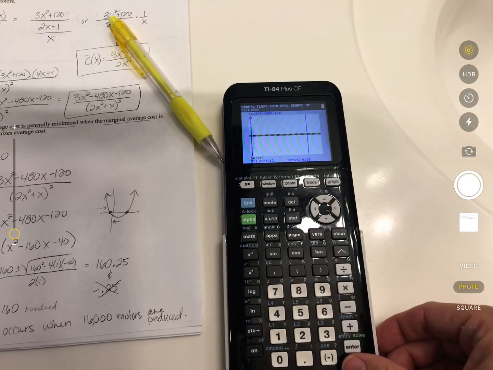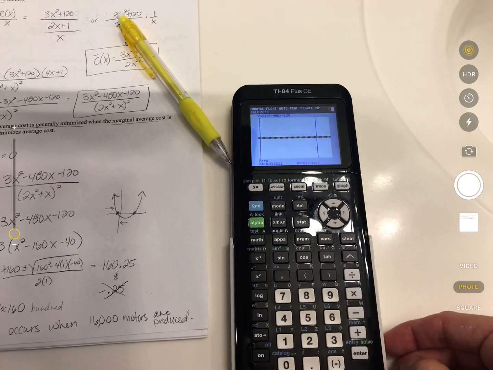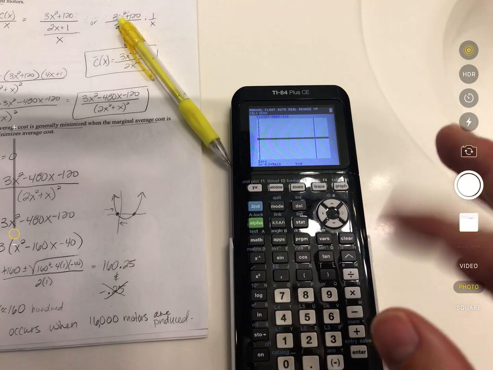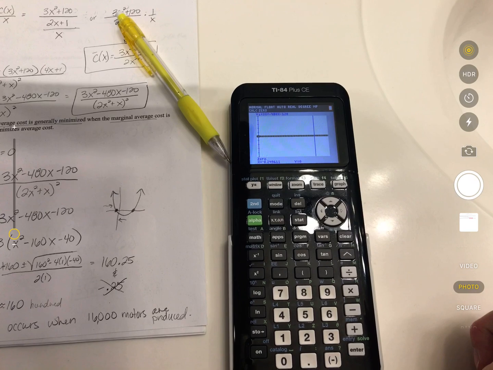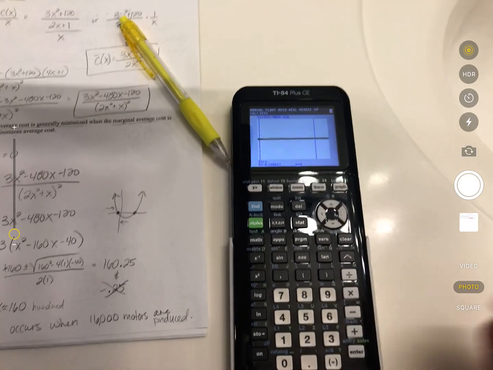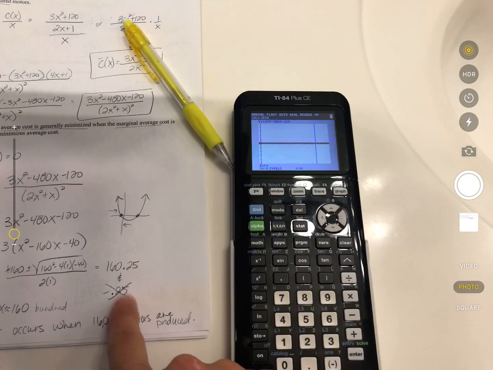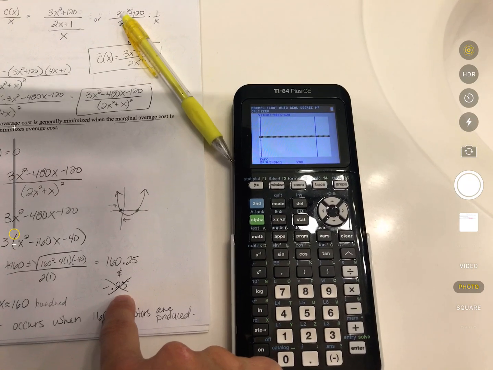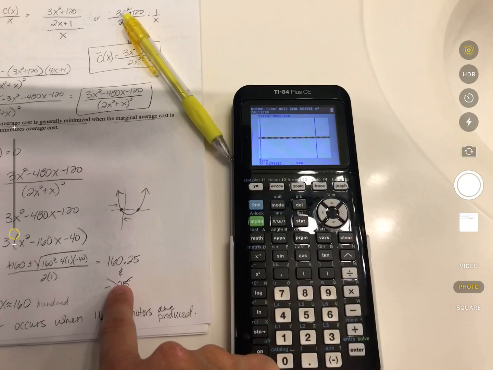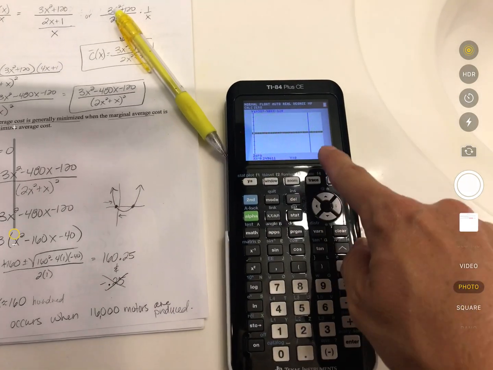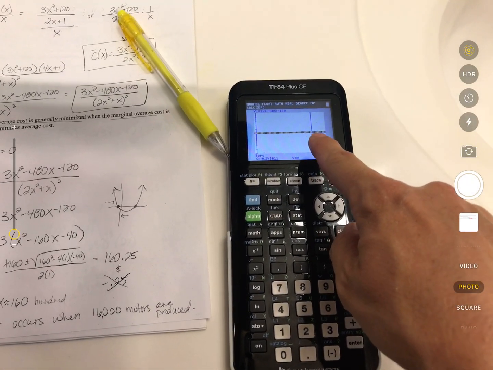The last thing it's going to do is ask me to guess, and I'm just going to push enter. And your calculator is going to do its magic, and it's going to find the 0 at negative 0.25, right? Which is what we said before, but negative 0.25 doesn't make sense when we're talking about the number of bikes or motors or whatever this example was about. And so I can cross off that 0. But I do need to make sure that I find this number, this 0.